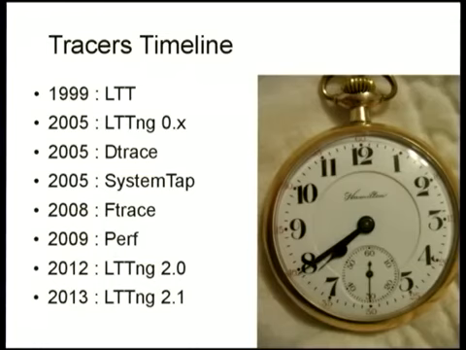Around that time, we saw DTrace and SystemTap appear, and a little bit later, ftrace and perf, which are in the Linux kernel. Last year, we released a completely different version of LTTng. We call it 2.0. We skipped version 1 completely because it was so different and so awesome that we went directly to the 2 number. And a couple of weeks ago, we released the 2.1 version.